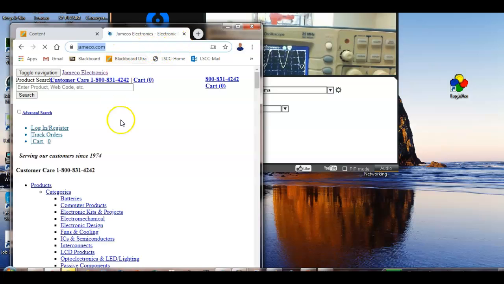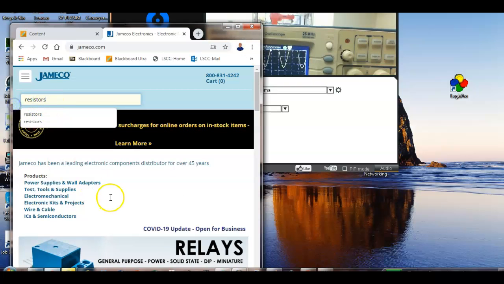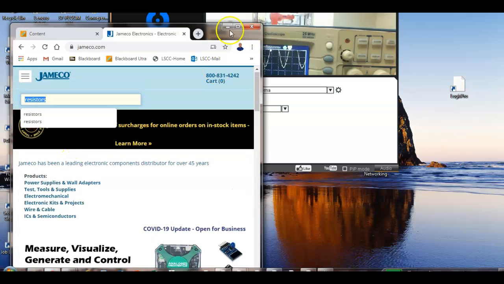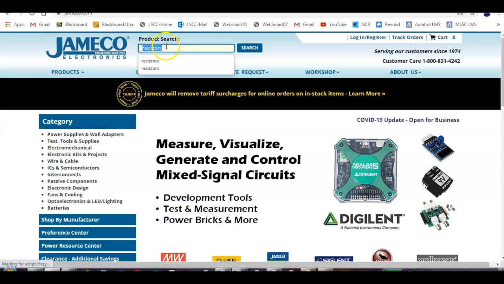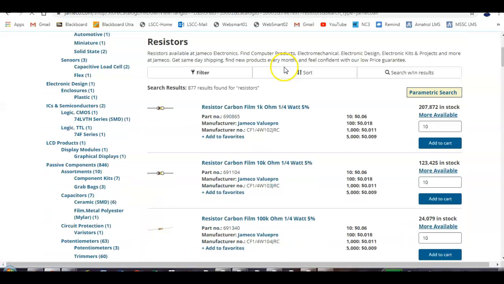So we'll just look up resistors. For some reason it's not working. Oh, I know. Got it. On this one, you got to hit search. So this guy right here, this is a quarter watt resistor.